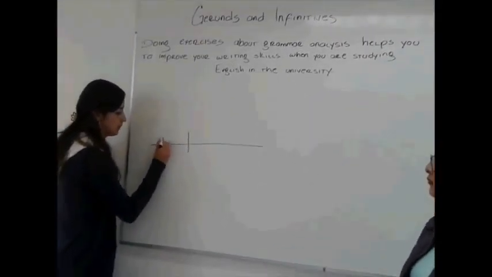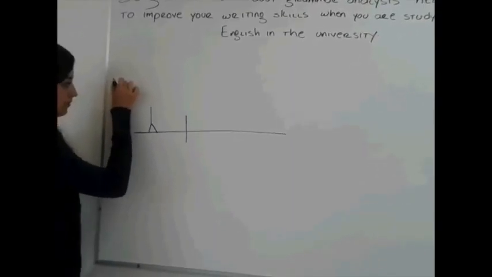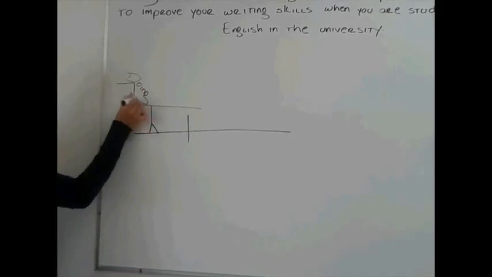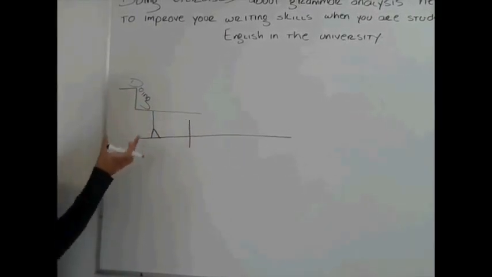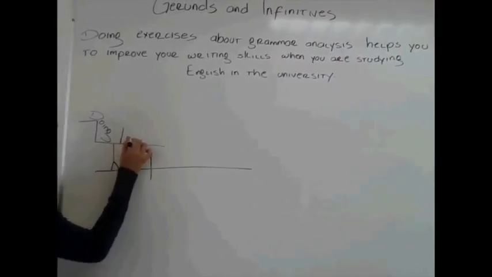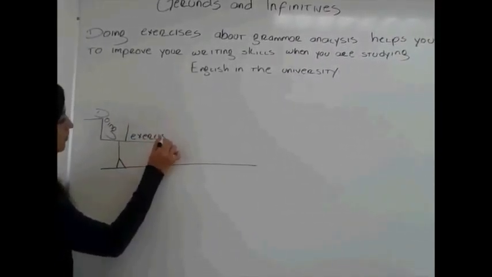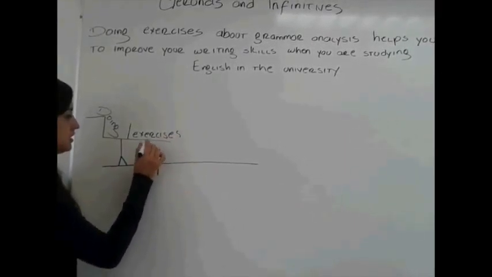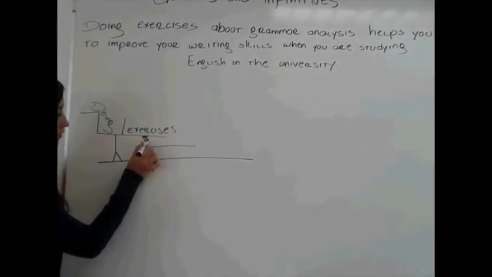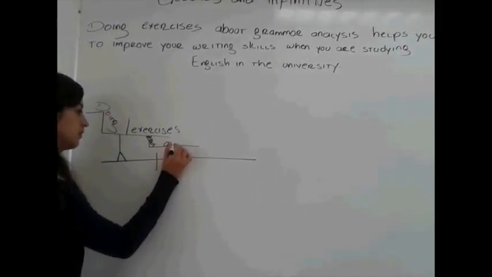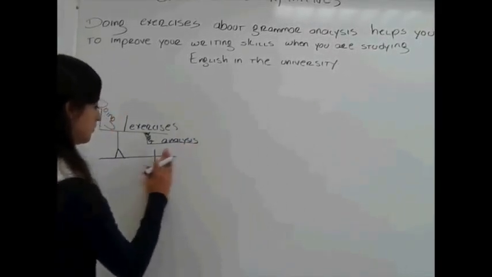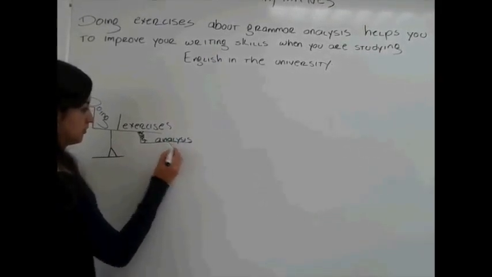So we need a tripod. Doing, we need this symbol because we're using a gerund. Doing what? Exercises. Exercises about grammar analysis. About, analysis, grammar.